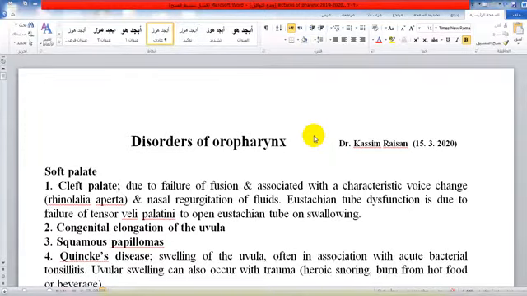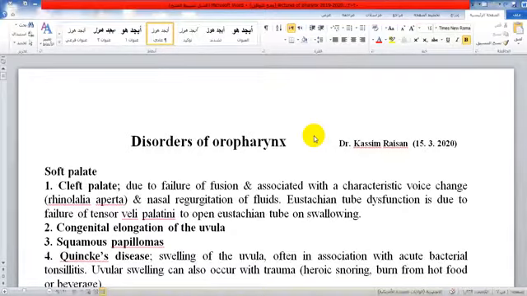Cleft palate, which is due to the failure of fusion and associated with a characteristic voice change, rhinolalia aperta, and nasal regurgitation of fluids.